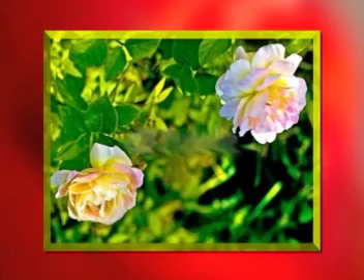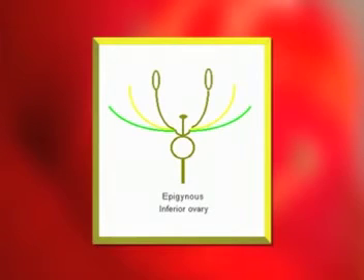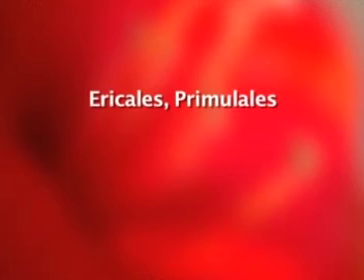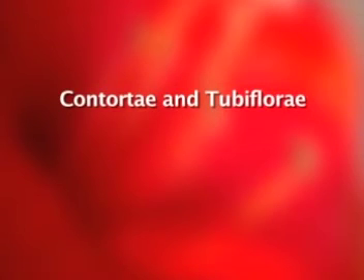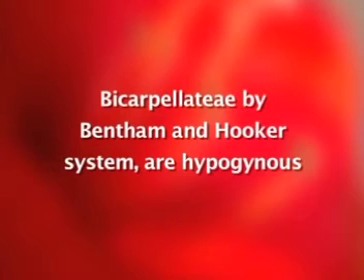The dichlamydeous polypetalous families start with Ranales, in which the flowers are spirocyclic or cyclic and hypogynous. The apocarpy is recognized to be primitive. The polypetalous orders end with the Myrtiflorae and Umbelliflorae, which have epigynous flowers. The Sympetalae includes gamopetalous families. It commences with Ericales, Primulales, etc. The orders Contortae and Tubiflorae include families that were recognized under Bicarpellatae by the Bentham and Hooker system and are hypogynous.